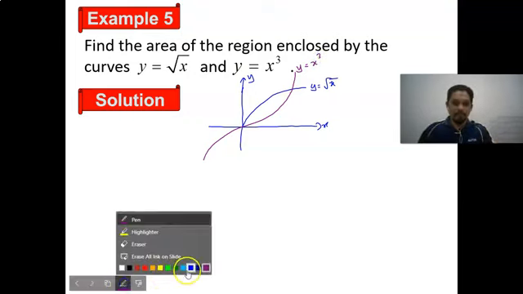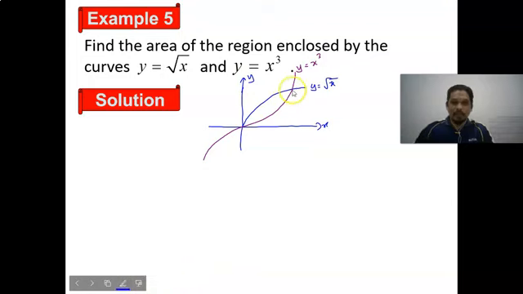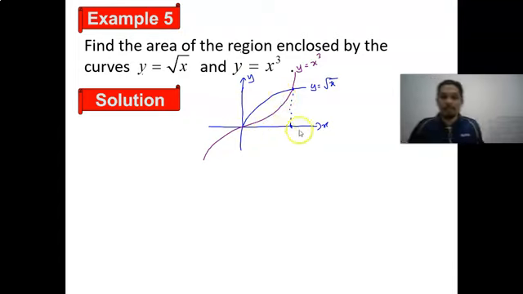Now this is an intersection point. Find the area of the region enclosed by the curves y1 and y2, square root of x and x cubed, which means it's the area between these two curves. It's got nothing to do with the x-axis or y-axis. By the way, we need to find the intersection points, because we find the first intersection is here, 0.